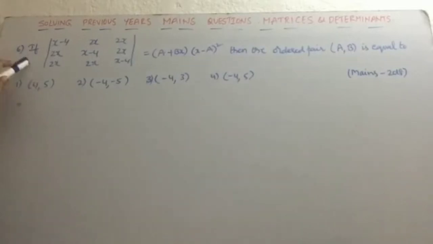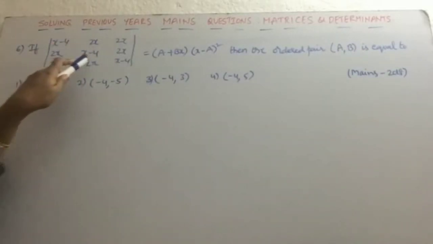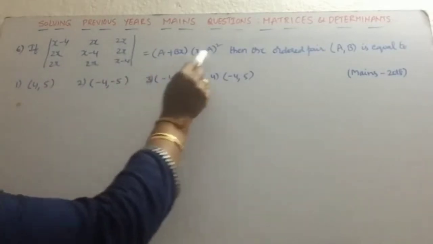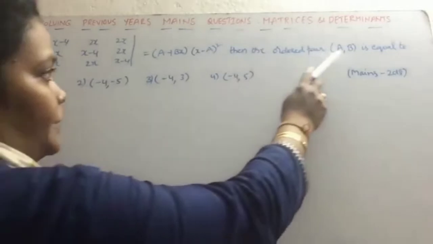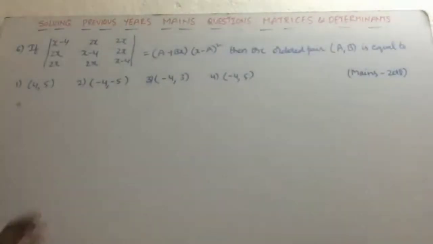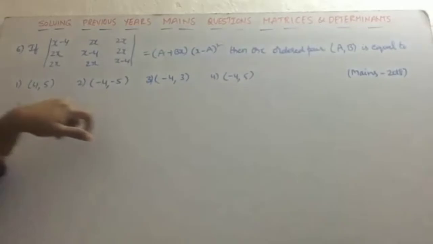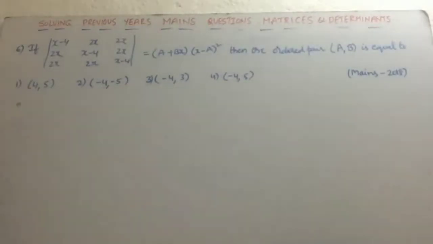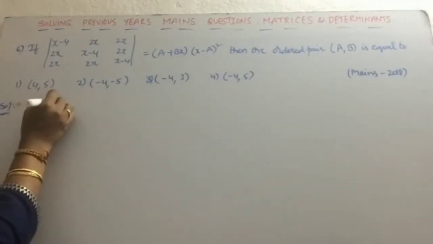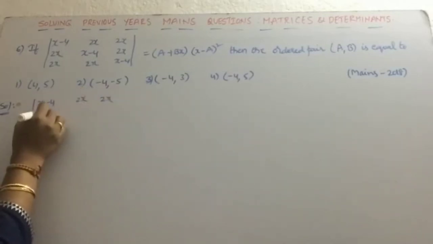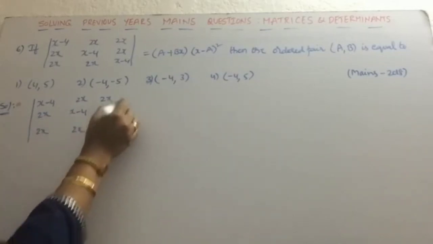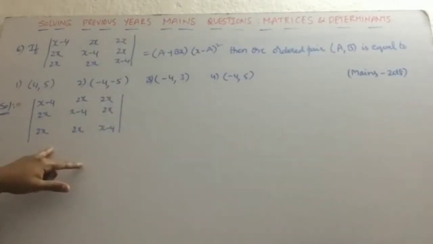The problem is: if the determinant of x minus 4, 2x, 2x; 2x, x minus 4, 2x; 2x, 2x, x minus 4 is equal to (a plus bx) into (x minus a) whole square, then the ordered pair (a, b) is equal to, this is a 2018 question: 4 comma 5, minus 4 comma minus 5, minus 4 comma 3, and minus 4 comma 5. Now I will take the matrix.